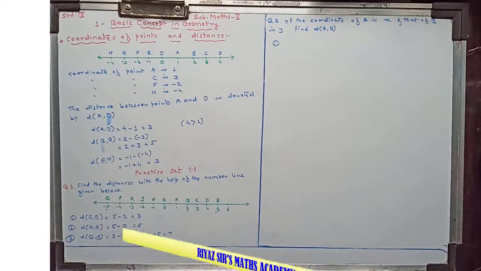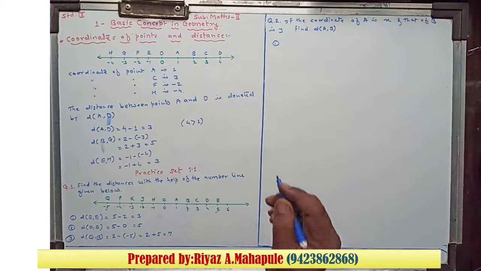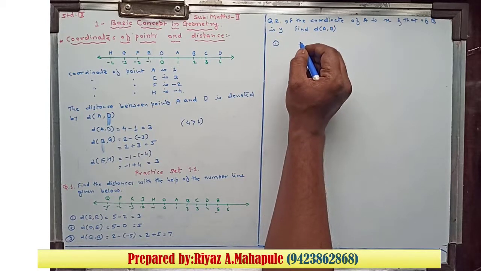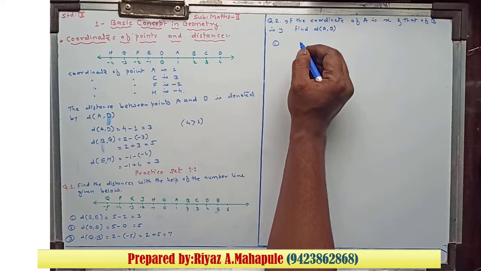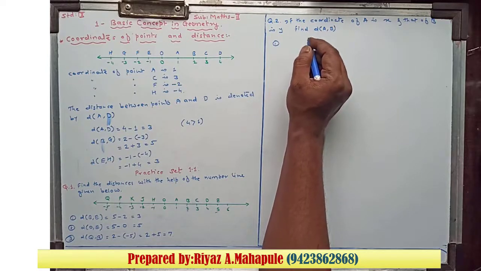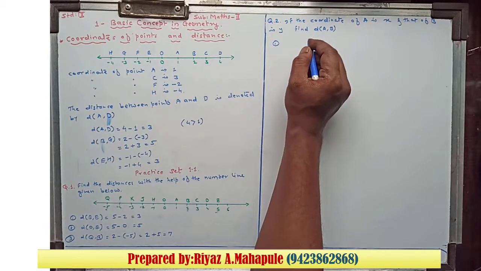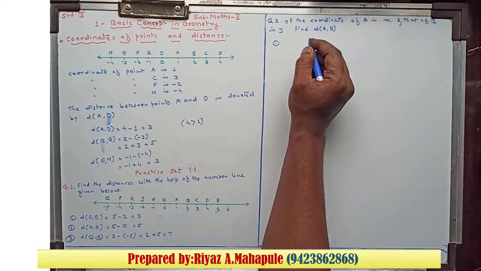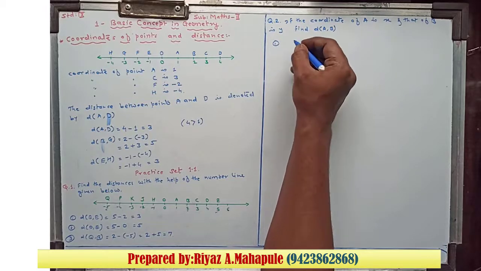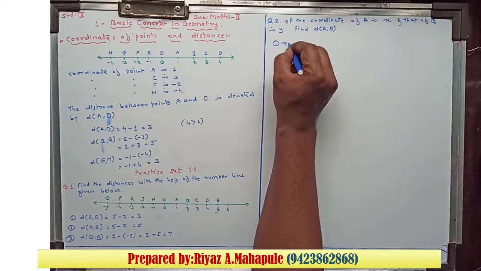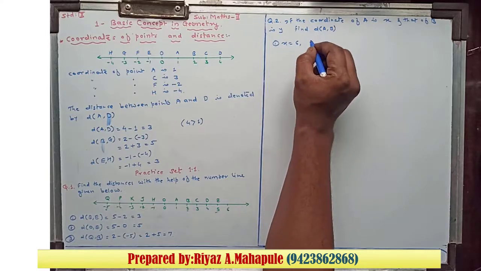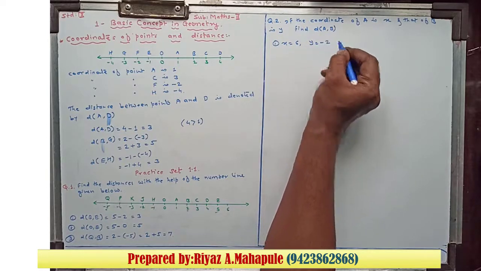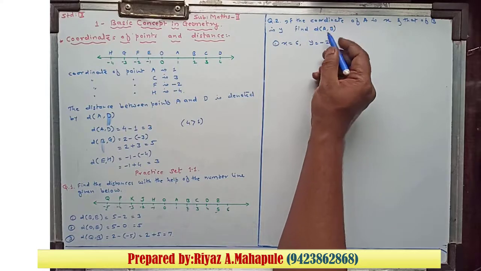Now here, the coordinate of A is x and the coordinate of B is y, and the values of x and y are given. Total 6 examples are there. Out of 6, 2 examples I will show, the remaining examples you have to solve. So the first example: x is equal to 6 and y is equal to -2, and we have to find distance AB.